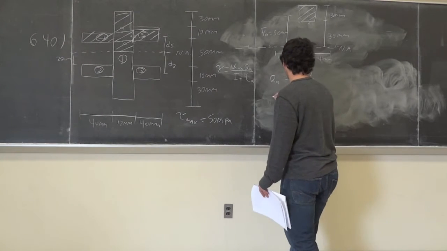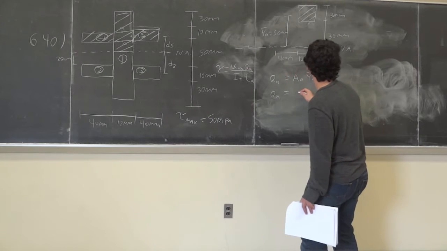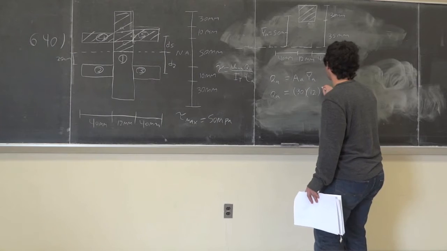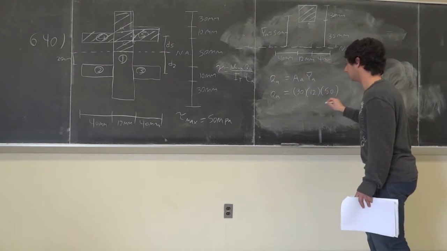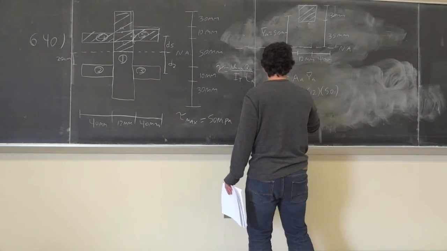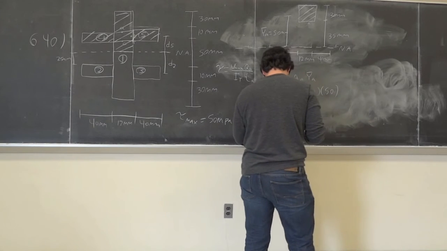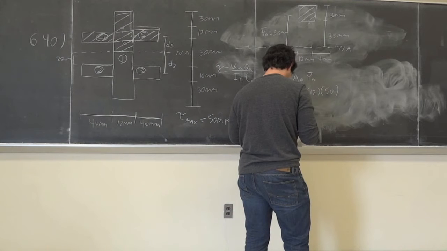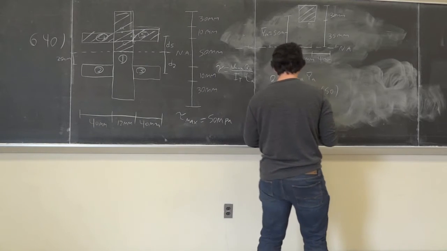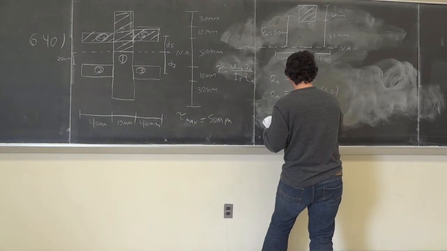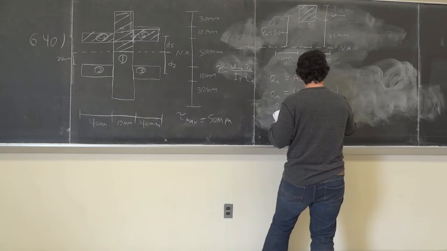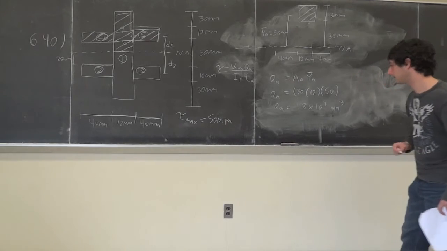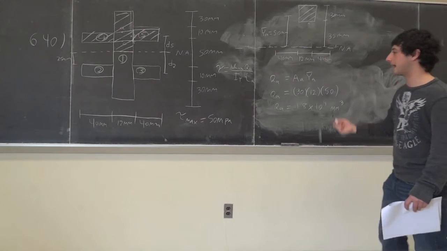Okay, so QA is equal to AA times Y bar A. So this is equal to 30 multiplied by 12 multiplied by 50. Okay, so QA, and this is in millimeters, QA is 1.8 times 10 to the 4th millimeters cubed. Okay? Alright, so we have everything.